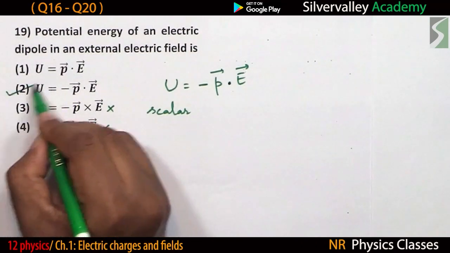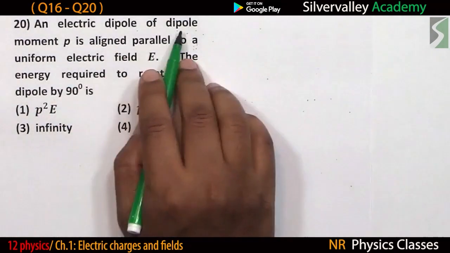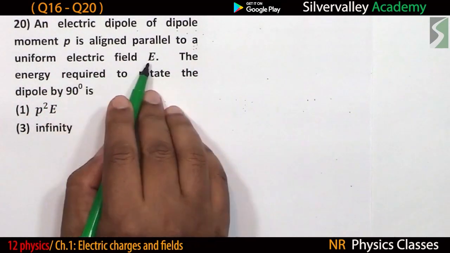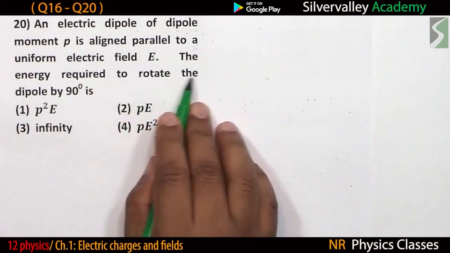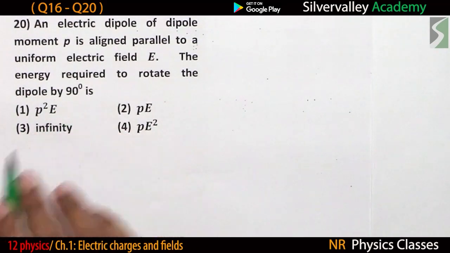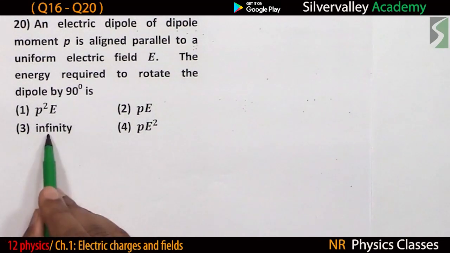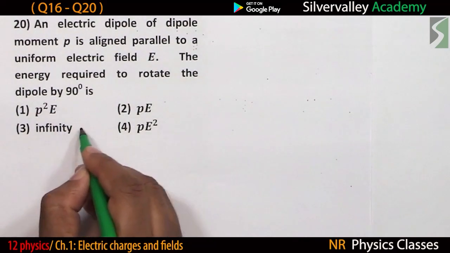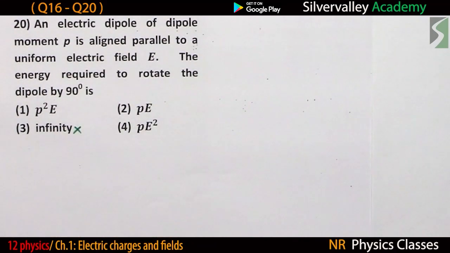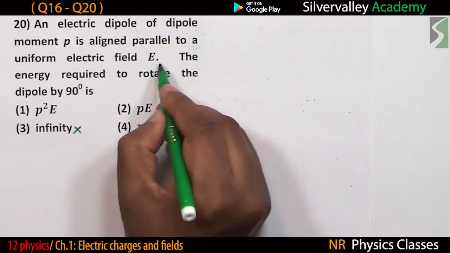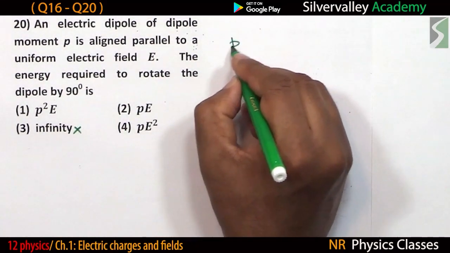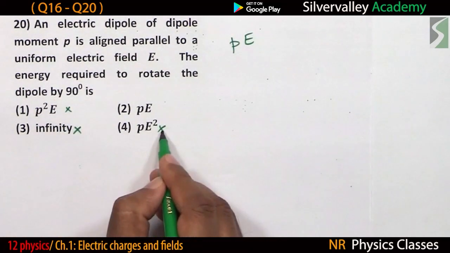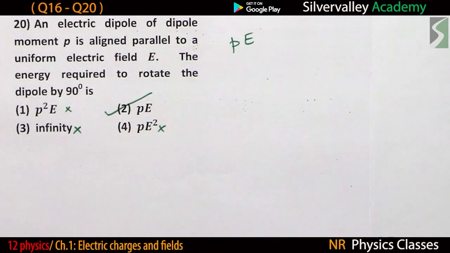An electric dipole of dipole moment P is aligned parallel to a uniform electric field. The energy required to rotate the dipole by 90 degree is. Observe the options. The dipole is rotated in an electric field, therefore it cannot be infinity. And energy is the product of P and E. Observe, these two are not possible, therefore it should be this option.